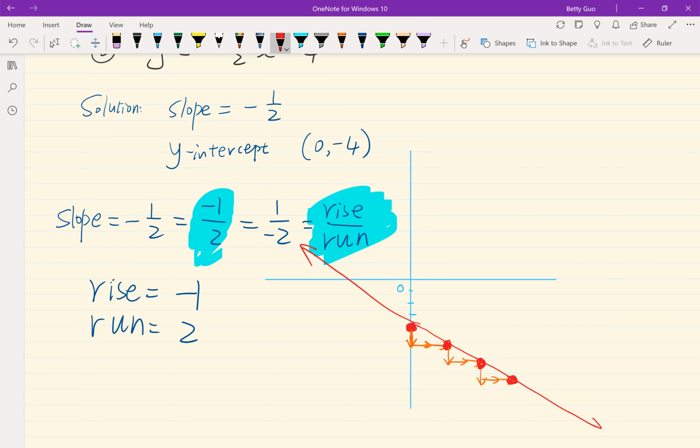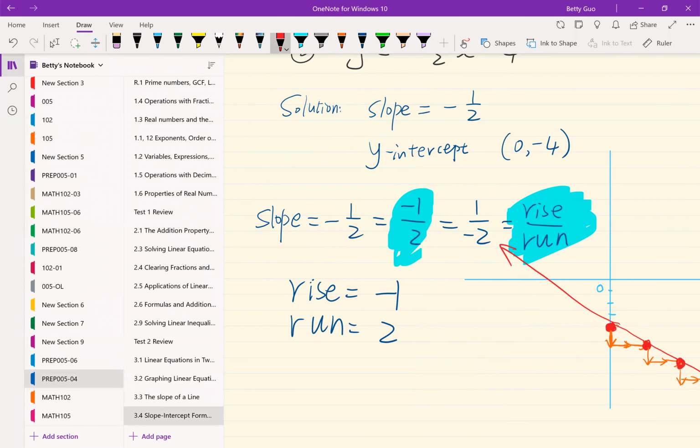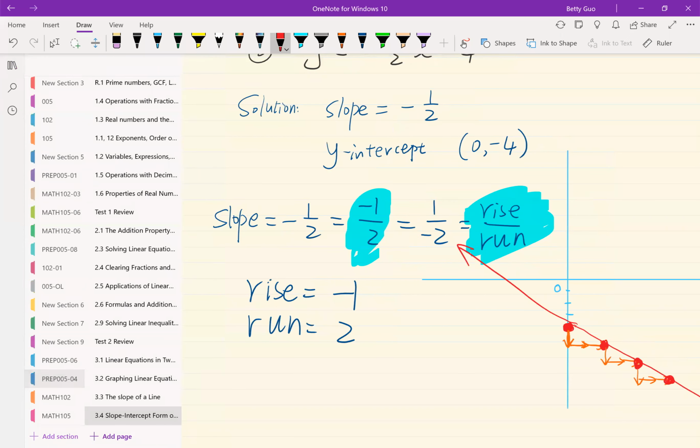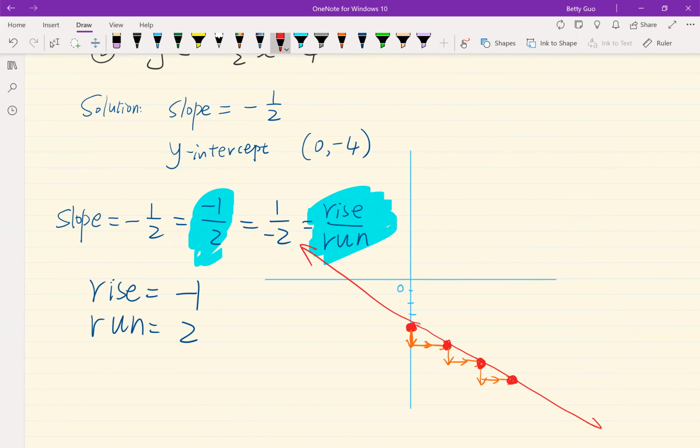All right. So today we completed slope of equations. That is 3.3. And we also covered 3.4, slope intercept form.